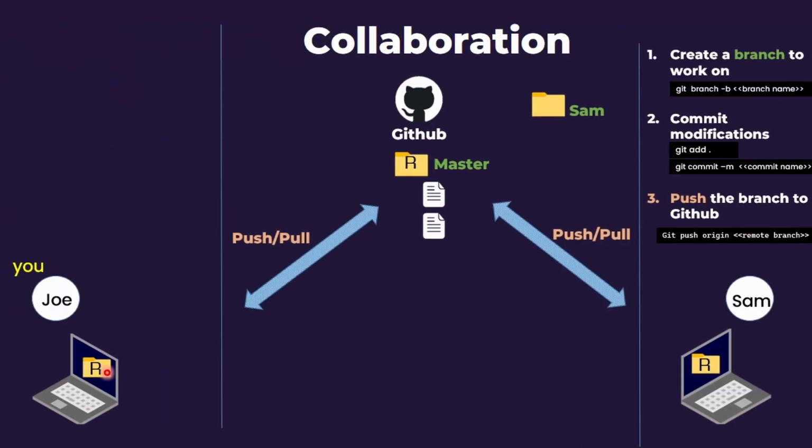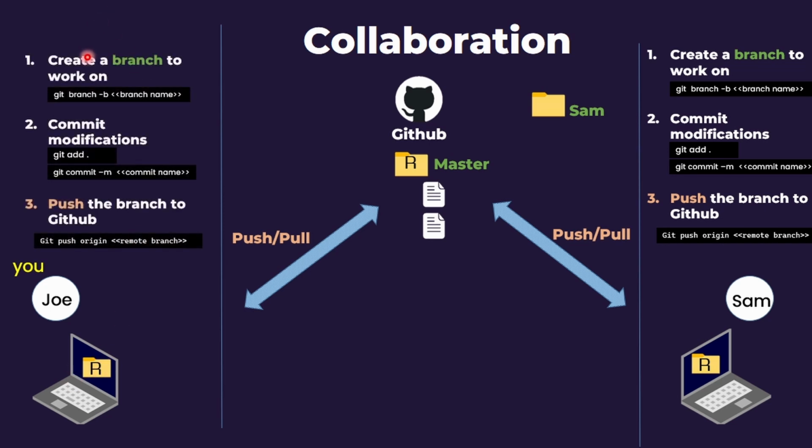Then if Joe makes modifications on his own on the project as well, he's going to follow basically the same steps. He's going to create his own branch with a new branch name. He's going to do all these commits and modifications, and he's going to push it to GitHub on a new branch called Joe. So we have the original master branch from which they took their original code. They did their modifications on a new branch which they created, and they pushed that new branch to GitHub. So Joe pushed his own branch as Joe, and Sam pushed his own branch as Sam.